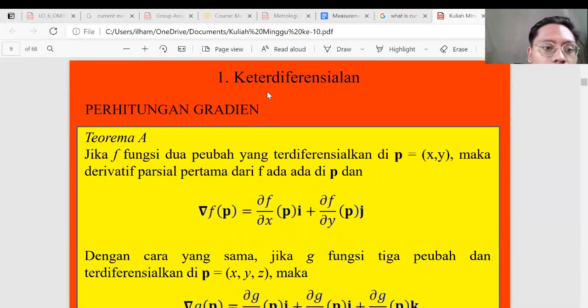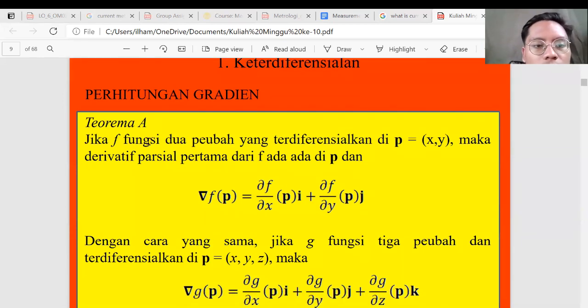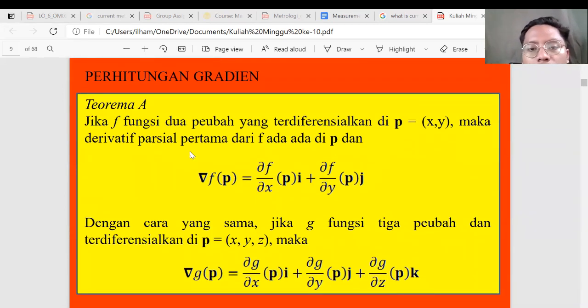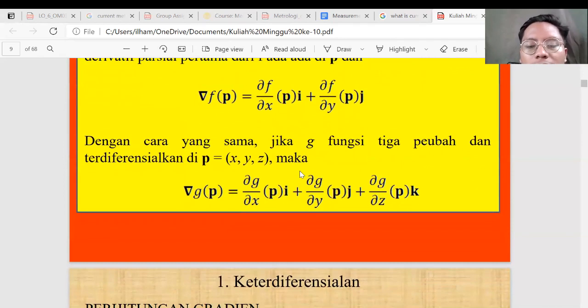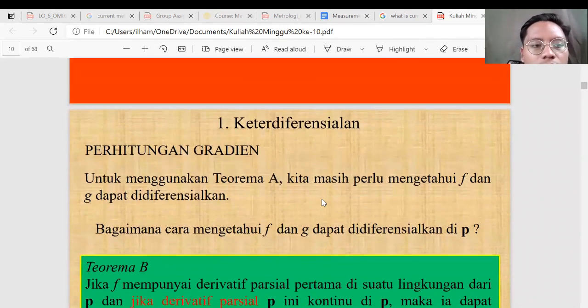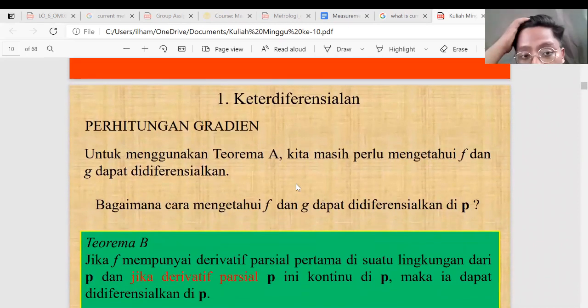Next is the gradient equation. Theorem A: if f is a function of two variables that is differentiable at p equals (x, y), then the first partial derivatives of f exist at p, and this is the formula. As you can see, with the same method, if function g has three variables and is differentiable at p equals (x, y, z), then we can see this formula. And this is how to calculate the gradient.